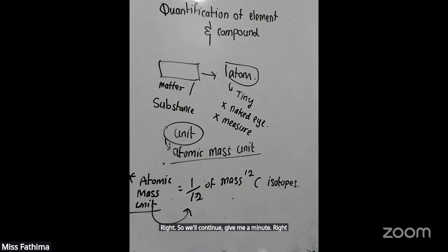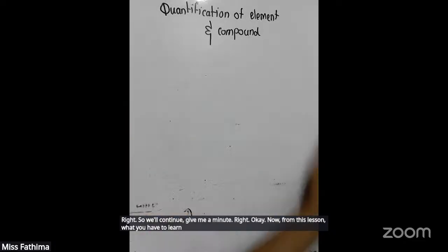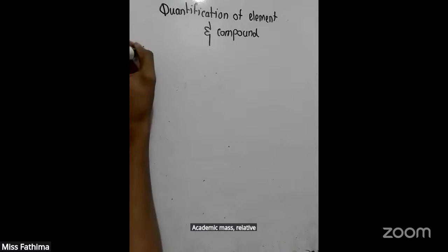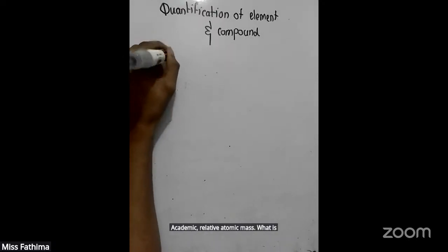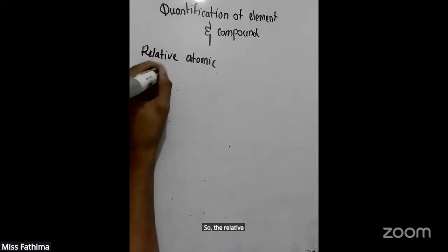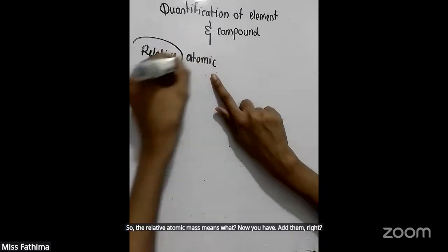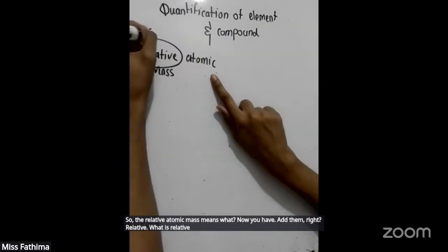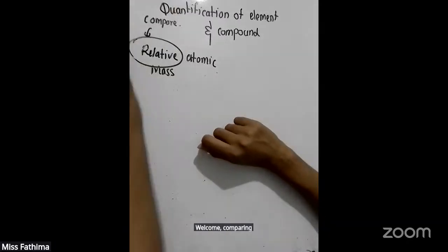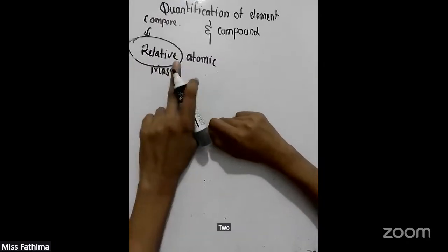Okay. Now, from this lesson, what you have to learn next is to find the relative atomic mass. What is relative atomic mass? Let me teach you. Now, you have an atom, right? Relative means you are comparing something with something. You are comparing two things. That you call relative.